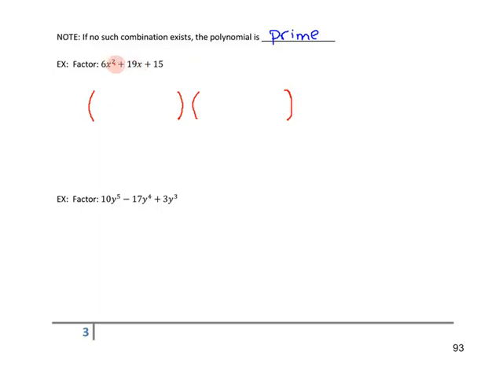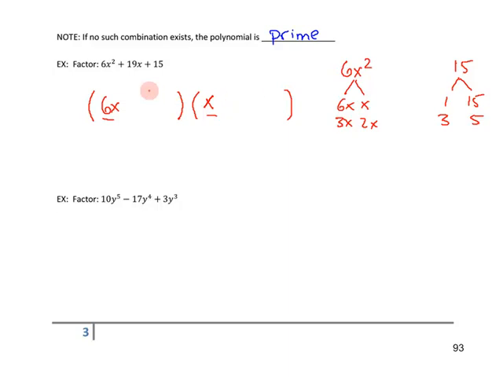Now we've got to look at the first and the last. What two things multiply together to give me 6x squared? What are my choices for the firsts? Well, I could use 6x and x. I can use 3x and 2x. What about a choice for the 15? I've got 1 and 15 and 3 and 5. Now I've got to try these not only in the order I have here, but every possible order. So let's try 6x and x.